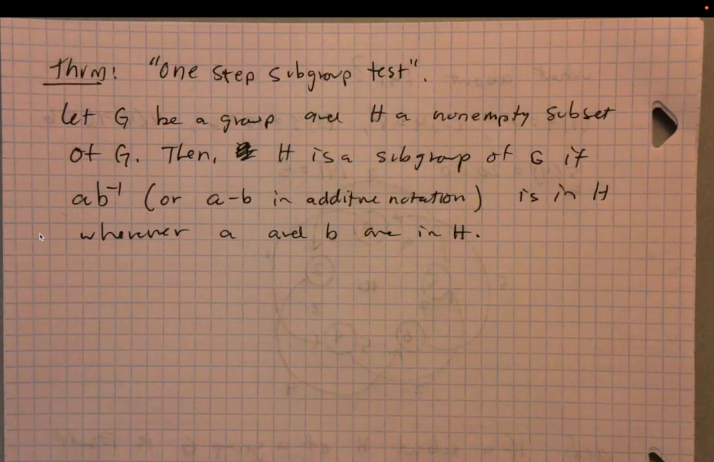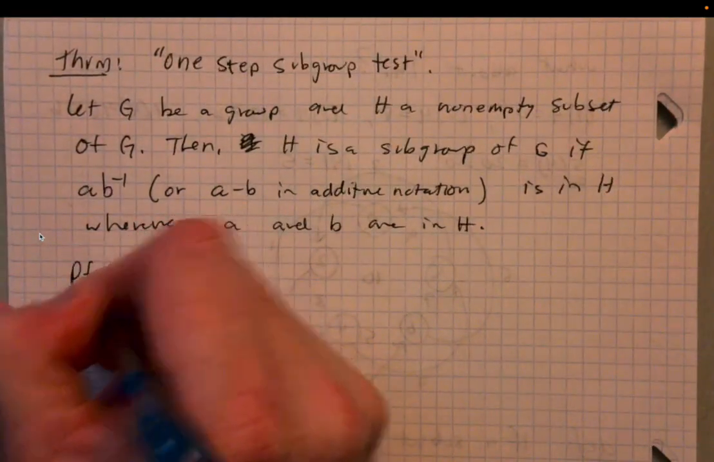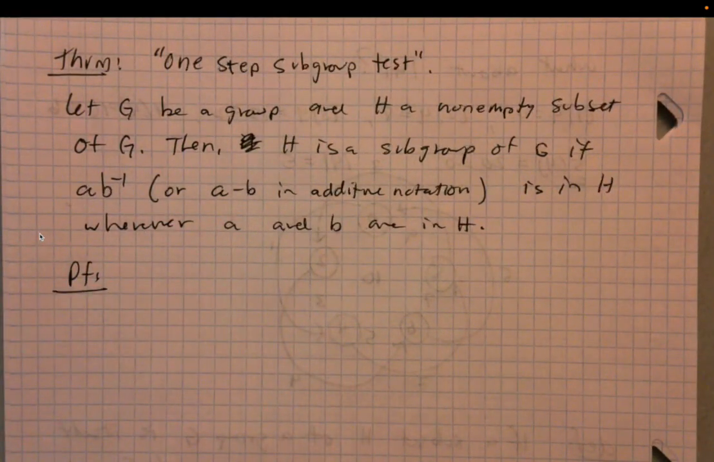It's called one step because it's really just this one thing that you have to verify. Now there are more than one steps when we actually use this, but the idea is that we just do have this one thing to verify. So let's go ahead and try to prove this theorem.